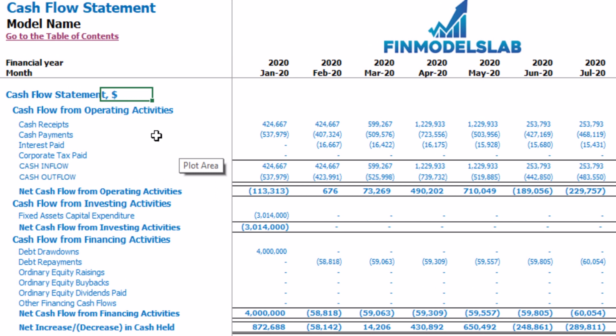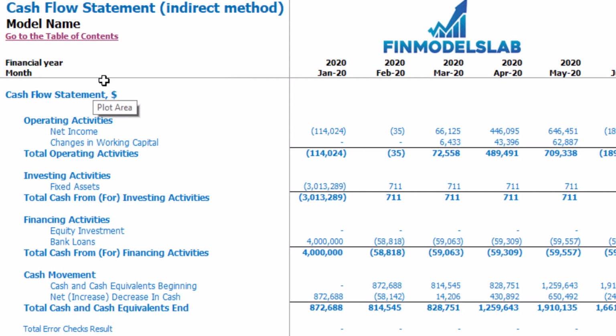On the cash flow statement, you may see your cash flow broken down by cash flow from operating activities, cash flow from investing activities, and cash flow from financing activities. The same information you may see on the cash flow statement in a direct method, operating, investing, and financing activities, but in more collapsed form. Just easier to see the information here.